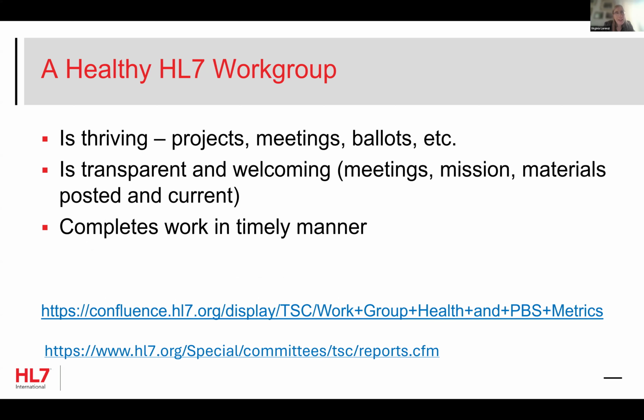So if you're doing all that, then in HL7 land, we'd call you healthy. A healthy HL7 work group is thriving. It's got those projects and meetings and ballots, but it's also welcoming and it's transparent, which means meetings, mission, materials are posted and current, and it gets things done in a timely manner. HL7 will tell you if it thinks you're healthy or not by giving you a gold star. If you don't get a gold star, then they don't think you're as healthy, and it's a chance for leadership to reach out and say, hey, what can we do to help you? Because it looks like you've got a cold.